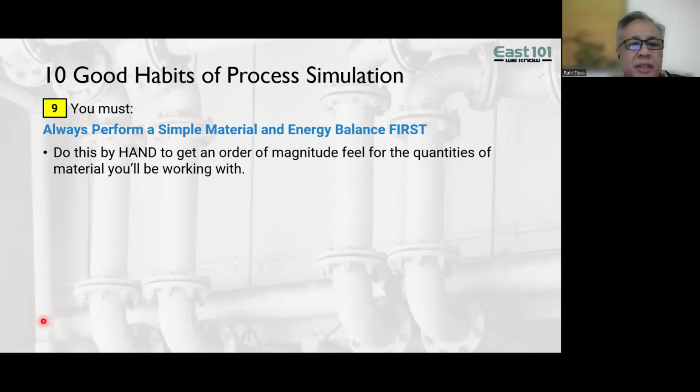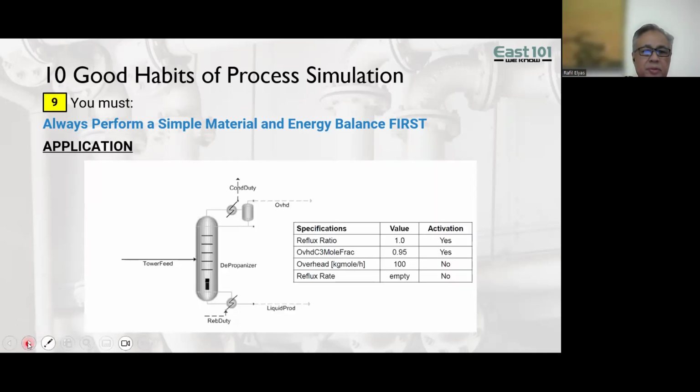Good habit number 9. This is something that I'm always telling people. You need to be able to perform a simple heat and material balance first before you even fire up the simulator. So I do some advisory for some of the universities on some of the advisory panels, and I help teach, run some workshops for students when they're doing their capstone project. And one of the things that I tell the students, before you run a simulator, make sure before you actually punch things into the simulator, do a hand calculate material balance first, so you get a feel for the order of magnitude of some of the numbers you're going to be working with.